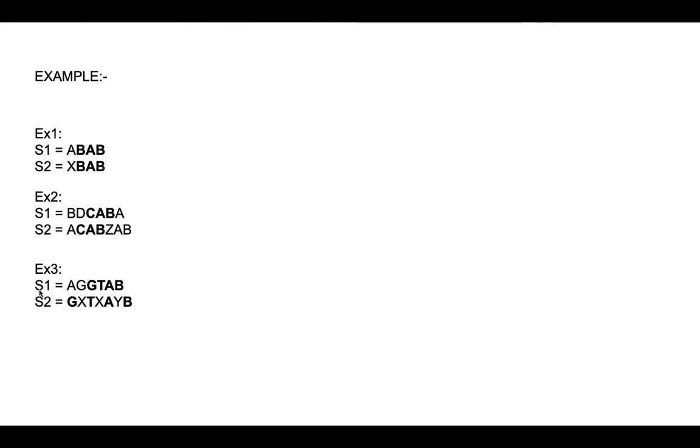In example 3 we can see that S1 equals AGGTAB and S2 equals GXTXAYB, where I have highlighted GTAB because this is the common string between both of the strings, but this is not an example for longest common substring because there are some characters in between the common characters. So this is an example for longest common subsequence. So guys, please do not get confused between the longest common substring and longest common subsequence. So above, examples 1 and 2 are for longest common substring and example 3 is the example for longest common subsequence.